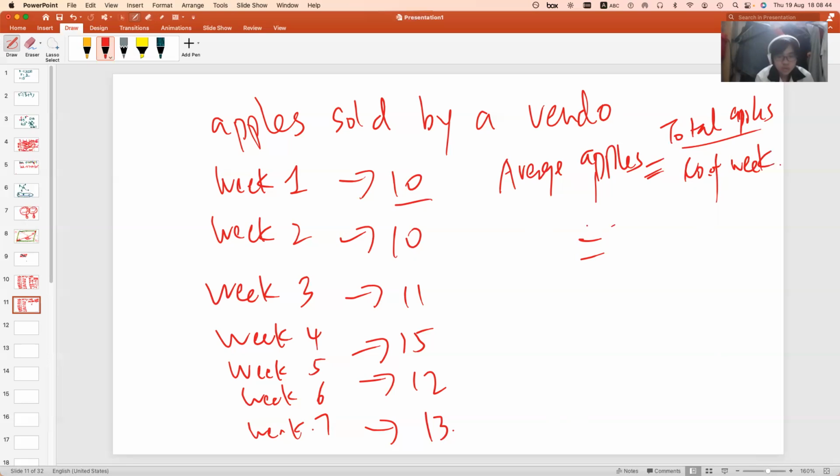Okay, good. So what's the table? What is the total apples? 71. Number of weeks. How many weeks? 7. Very good. Answer? 71 divided by 7. Okay. So that's how you find average.